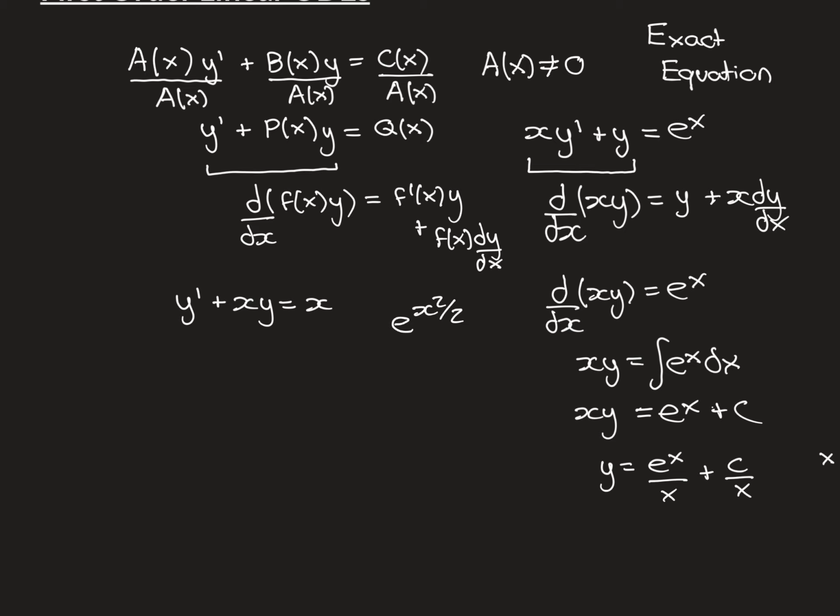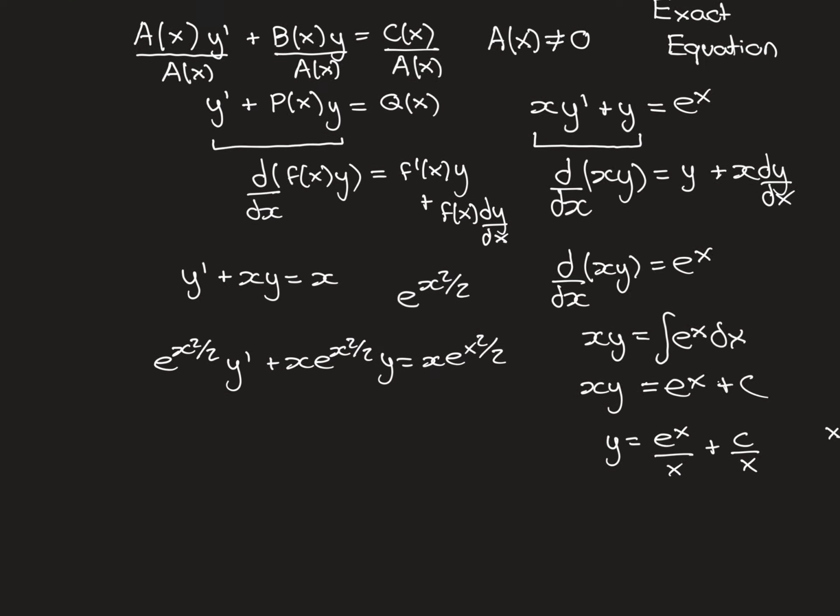equation would become, and just go with this for the moment, you'll see why this is a clever thing to do. It would become e to the x squared over 2 y prime plus x e to the x squared over 2 y is equal to x e to the x squared over 2. Now, why is that a clever thing to do?